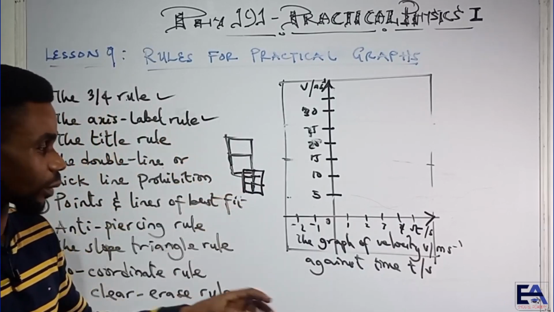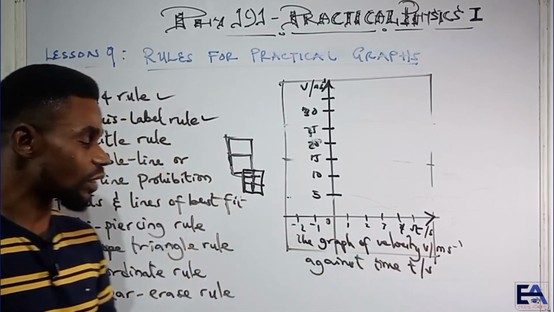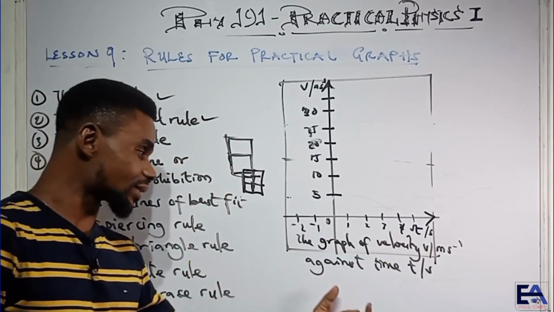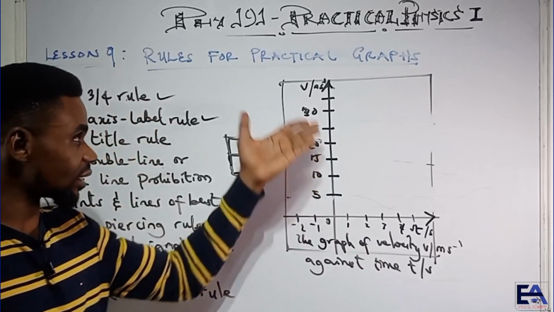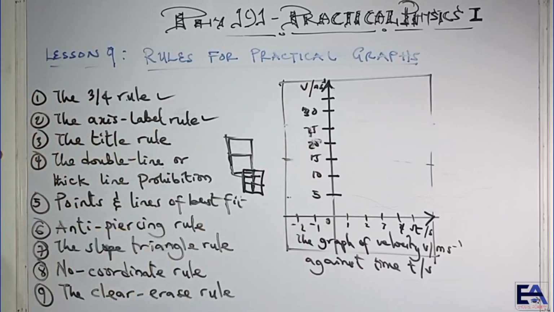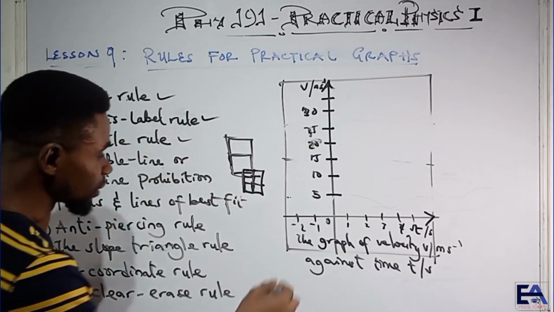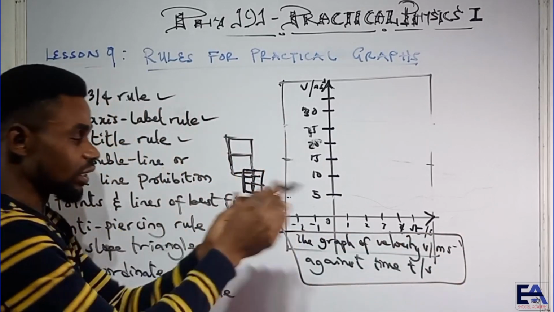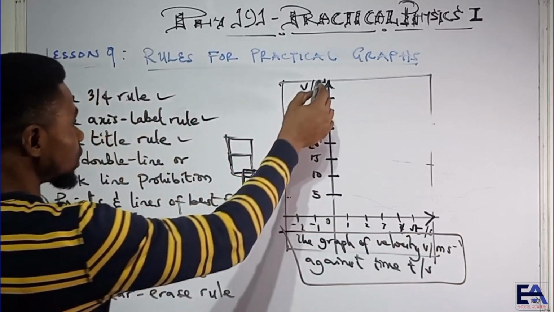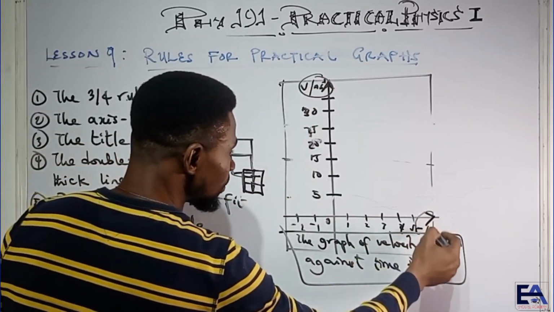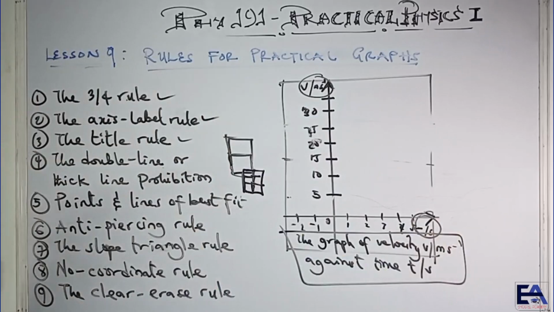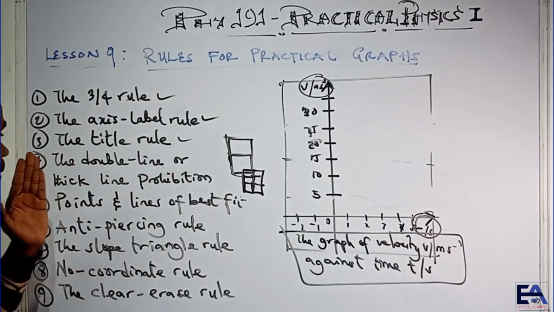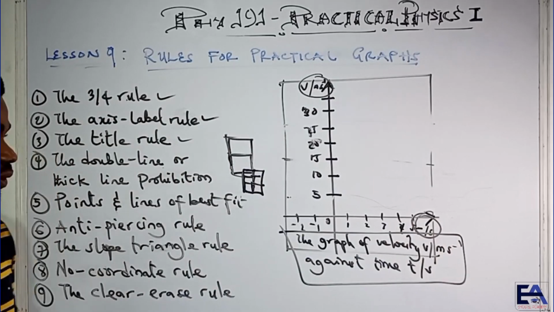It is very important to write the title of the graph, followed by the scale that you applied on the graph. It is formal to do so. Okay? All right, so that's the title rule. This is the title of the graph of this against that. This one is the labeling of the axis. Now, number 4, the double line or thick line prohibition.